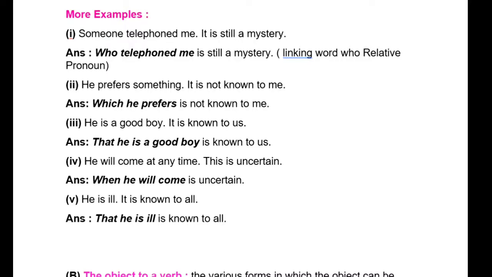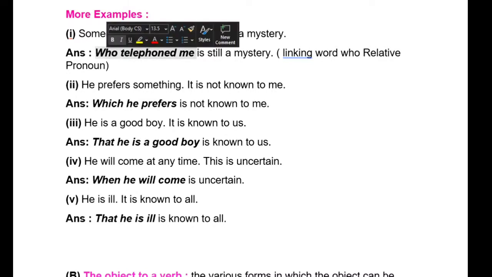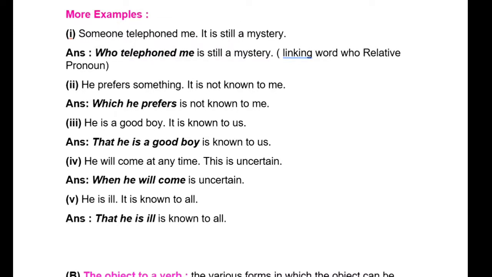Someone telephoned me, it is still a mystery. So "who telephoned me is still a mystery." "Who telephoned me" is the subordinate noun clause subject to the verb "is." He prefers something, it is not known to me. So "which he prefers is not known to me." "Which he prefers" is a subordinate noun clause subject to the verb "is."